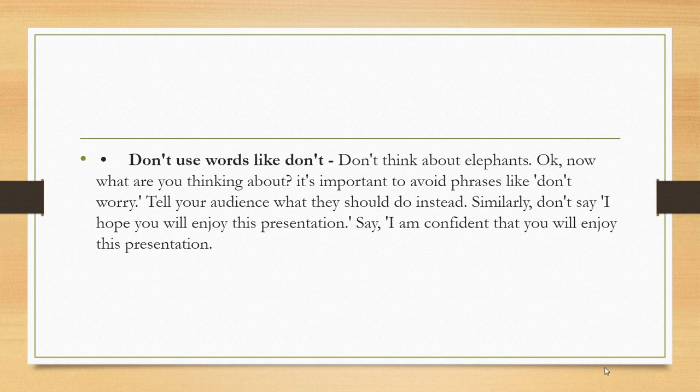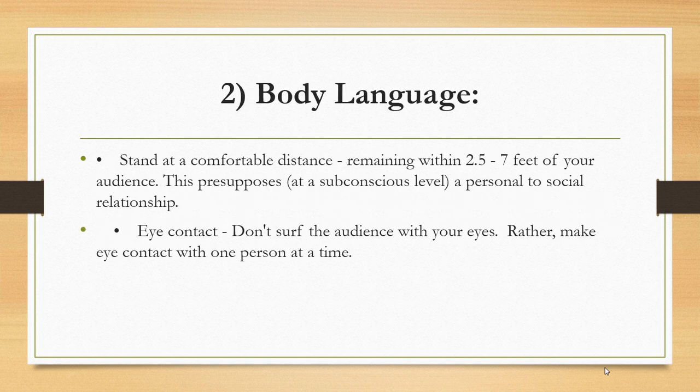Don't think about elephants. Don't think about elephants. Okay, now what are you thinking about? It's important to avoid phrases like "don't worry" and all these things. Tell your audience what they should do instead. Fine. Similarly, don't say "I hope you will enjoy this presentation." Say "I am confident that you will enjoy this." Don't say "I hope you will enjoy this presentation," because it's a kind of begging. You are not confident. Say confidently, "I am sure you will enjoy this presentation."